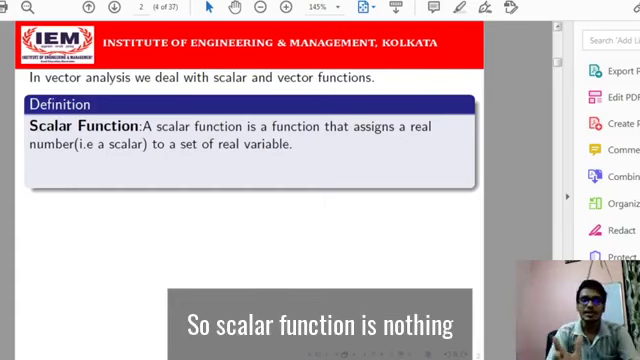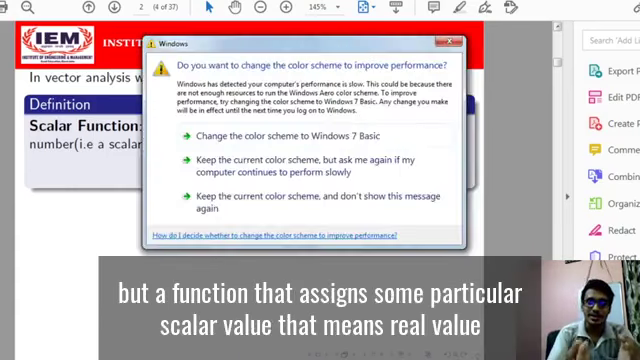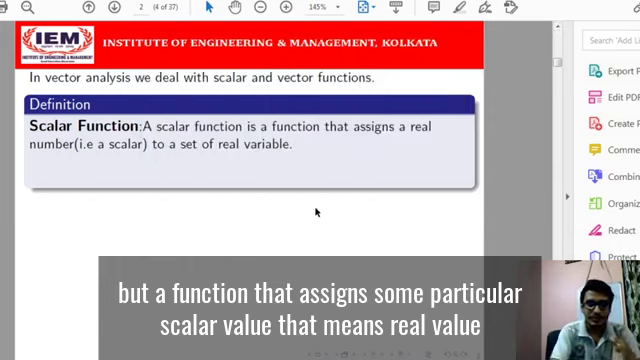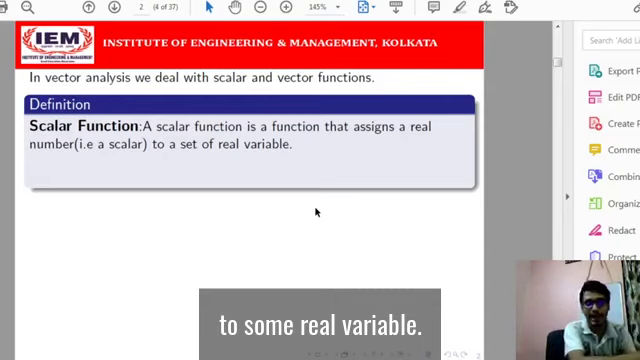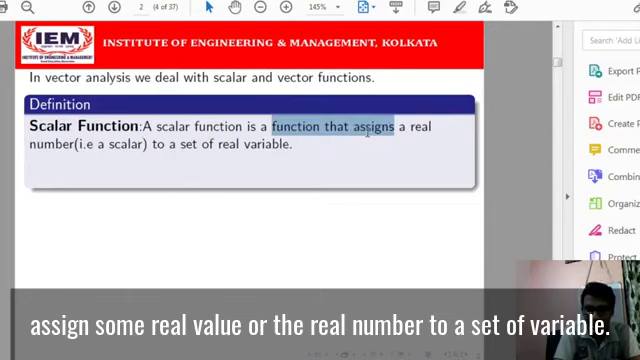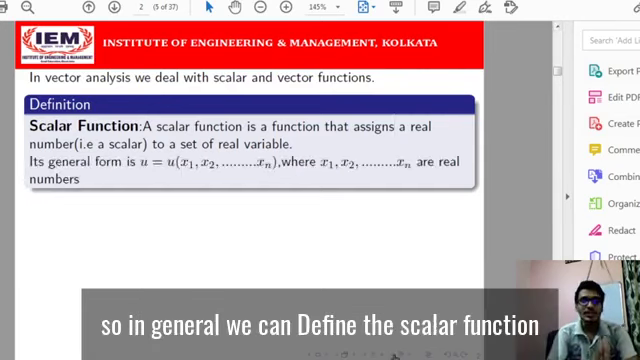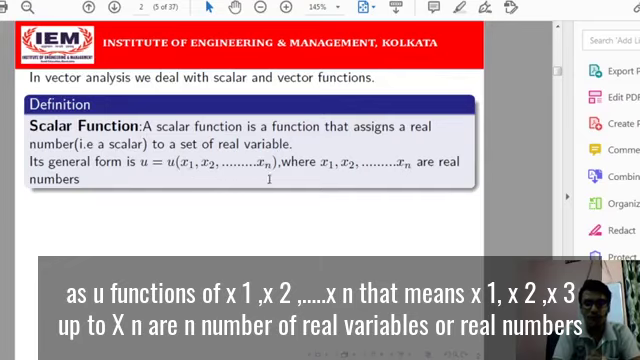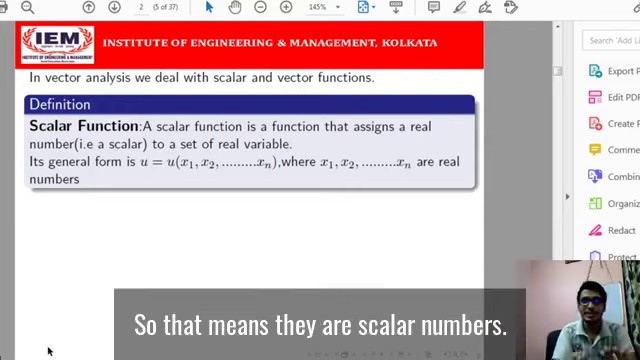A scalar function is a function that assigns some particular scalar value, that means a real value, to some real variable. It assigns a real number to a set of variables. In general, we can define the scalar function as u as a function of x1, x2, up to xn. That means x1, x2, x3 up to xn are n real variables or real numbers, so they are scalar numbers.